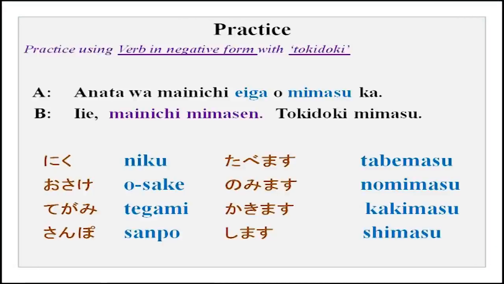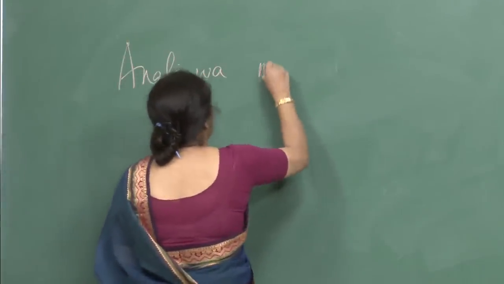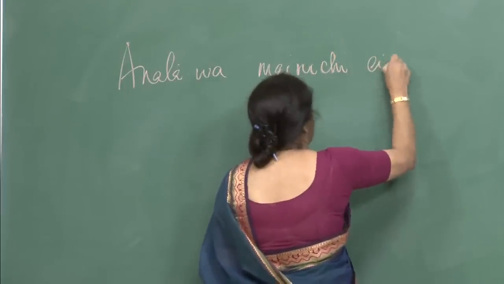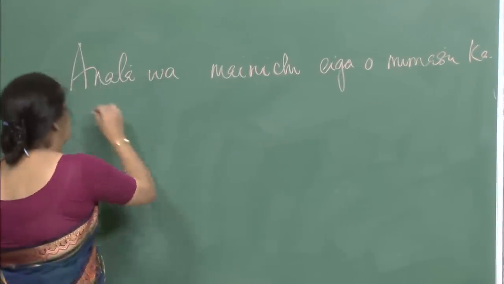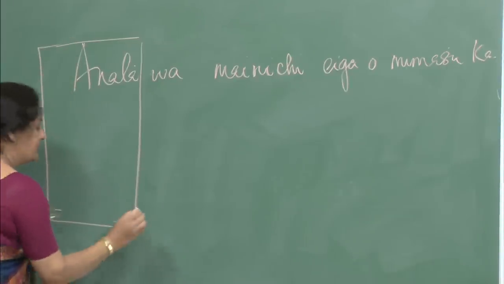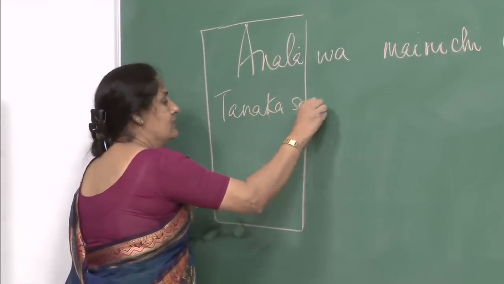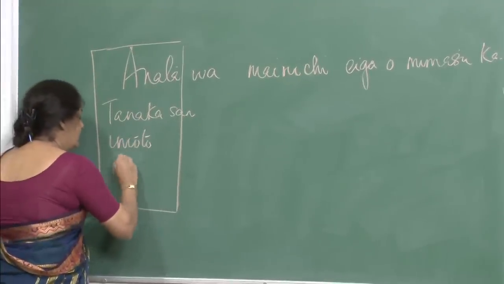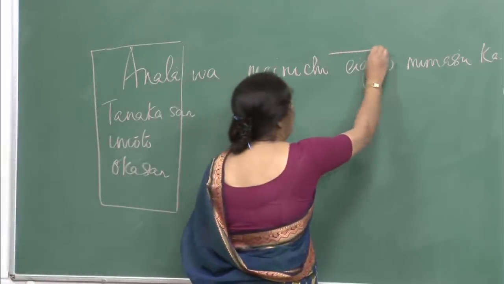Over here, we will practice negative form of the verb with tokidoki. So, anata wa mainichi eiga o mimasu ka? Iie, mainichi mimasen, tokidoki mimasu. So, well, anata wa mainichi eiga o mimasu ka? This you can replace with any name, for example, Tanaka san or Imoto or Oka-san, any of the vocabulary that you have done for person. Then eiga o mimasu ka?